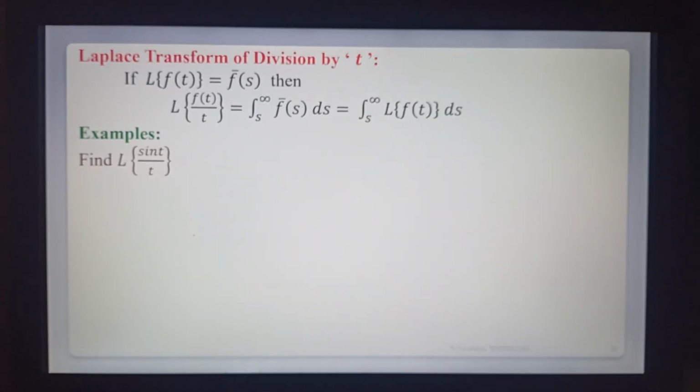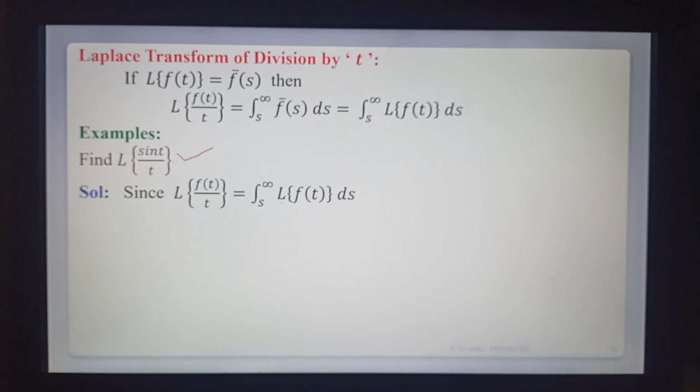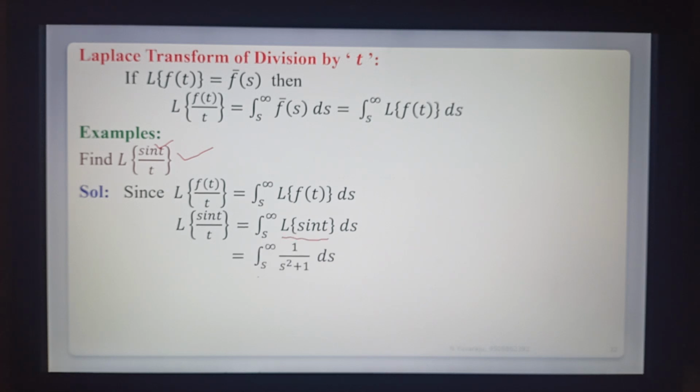So, first example: find the Laplace transformation of sin t by t. Since we know that L of f of t by t is equal to the integration from s to infinity of L of f of t ds. The given function is sin t by t, so f of t is equal to sin t. That is equal to the formula: integration from s to infinity of L of sin t ds.